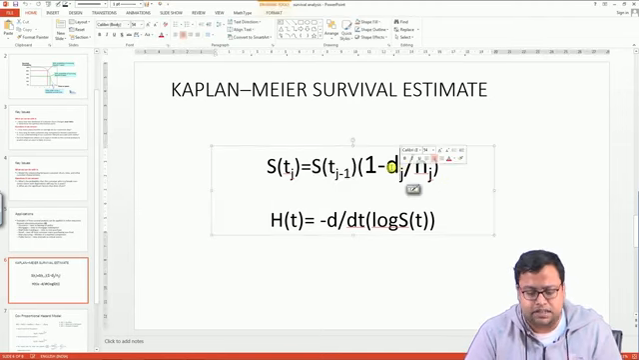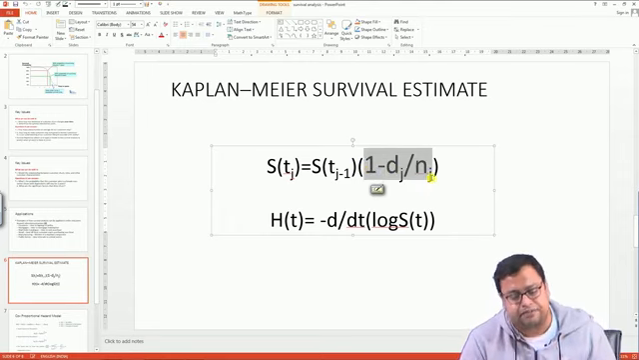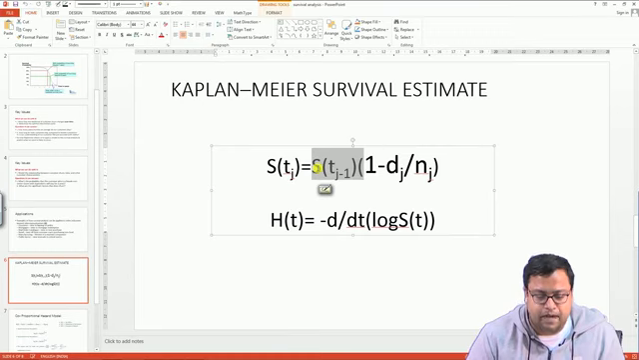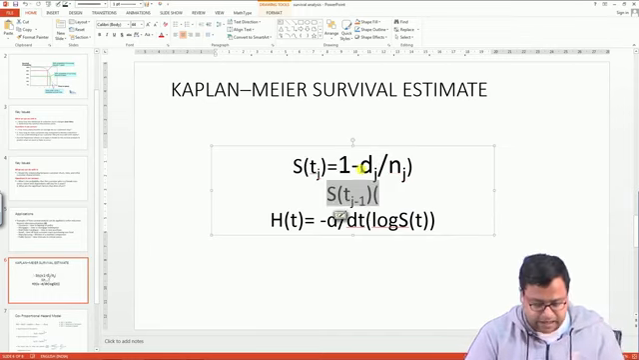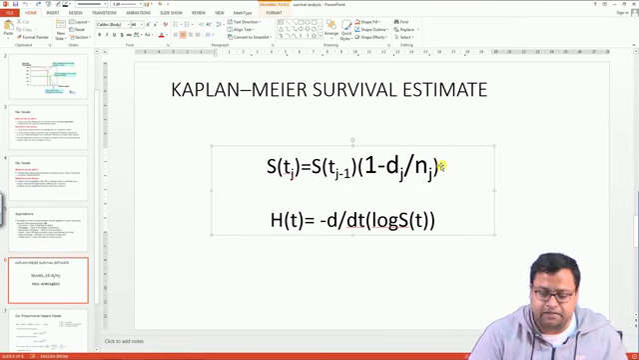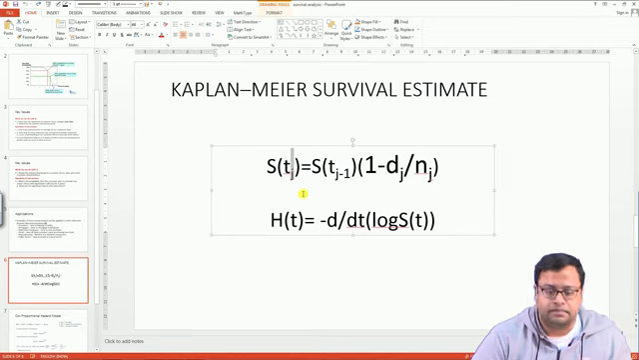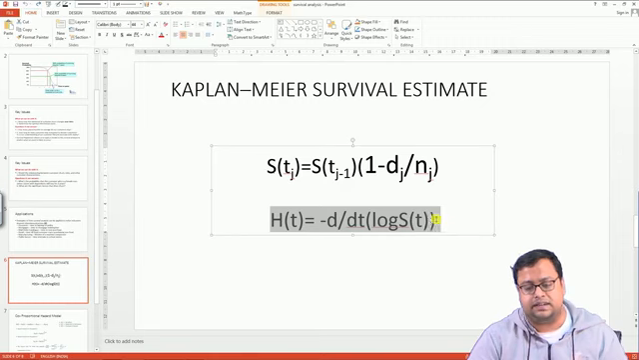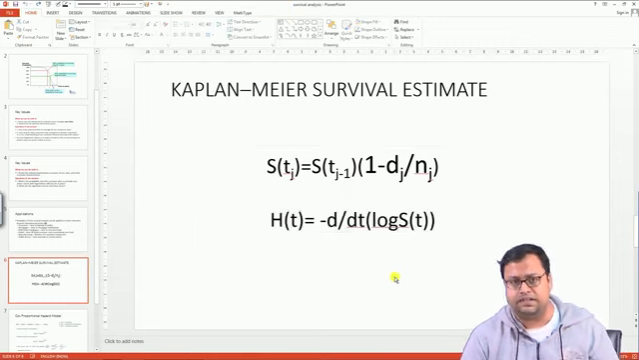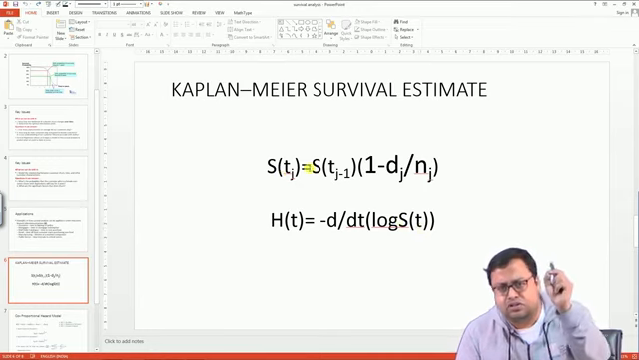dj is the number of deaths, so dj by nj is the probability of being dead, and 1 minus that is the probability of remaining alive. The probability that you remain alive up to the (j minus 1)th time period, into the jth time period's probability of remaining alive, is the probability that you will be alive till the jth time period. Fair enough. And then the hazard rate is the change of this death rate, nothing but the change of the log of this death rate. Why log? Because this is a probability which is a very small number, 0.0000 something.